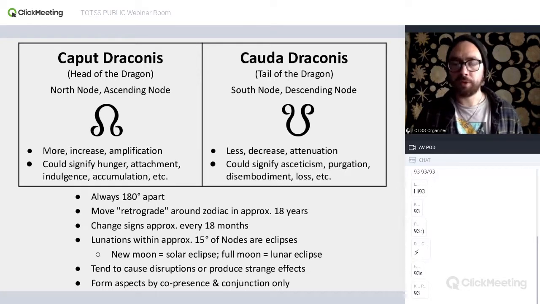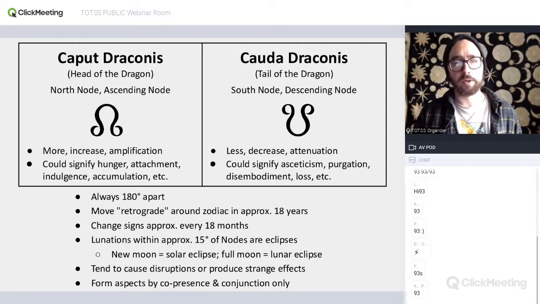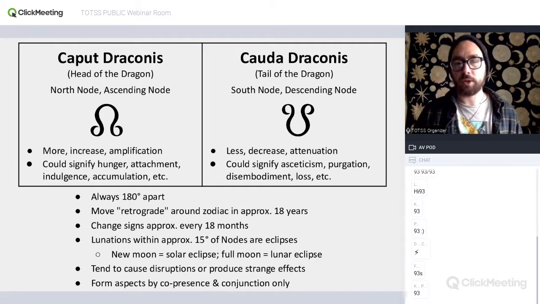So if you had the north or south node at an important place in the chart, like close to one of the sect lights or near the ascendant or the midheaven, you could see some of those other significations coming into play. But in general, the north node just amplifies whatever it touches, and the south node attenuates whatever it touches. The north and south node are always exactly 180 degrees apart.